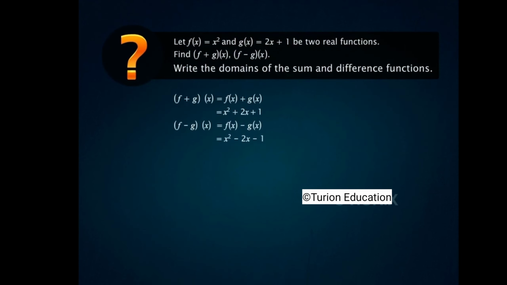We have two real functions. We add them and subtract g from f to get the two required functions. Notice that here there are no like terms that can be simplified.